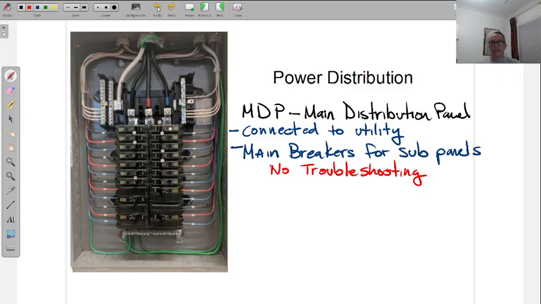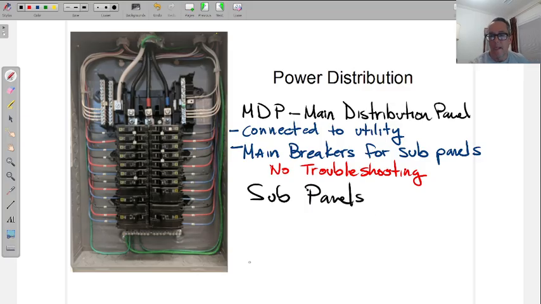So there's nothing inside of a main distribution panel that you need to worry about. But you need to know that this is your main panel, because if somebody comes into your building and you're the maintenance person, and they ask, "Where's our main distribution panel?" or the utility company is going to come do some service, or you need to walk somebody over to it, you should be able to identify it. Again, it's connected to the utility company, and it has our large main breakers for the sub panels, which are the ones we'll talk about next.